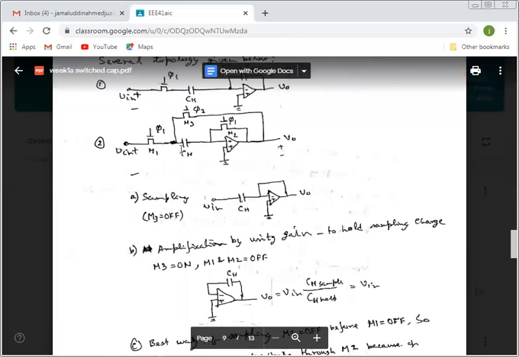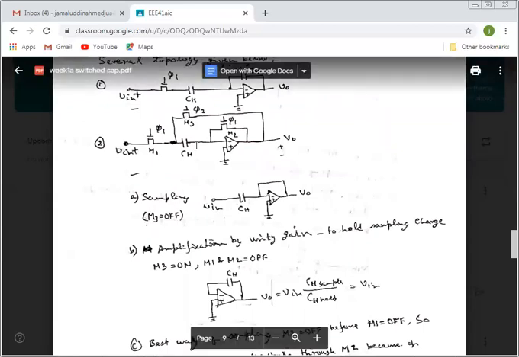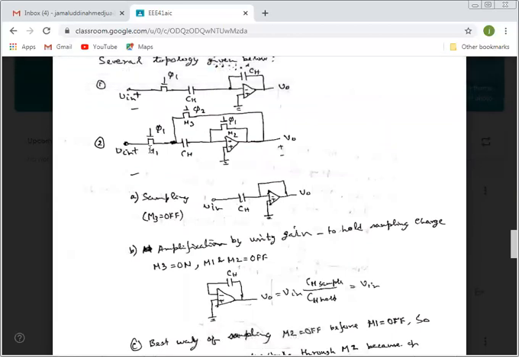This one here, in that case we use two capacitors. Here we are using a single capacitor or multiple switches. So what happens in the sampling: M3 is off, and M2 and M1 are on. So it will look like this. So it will be charging.